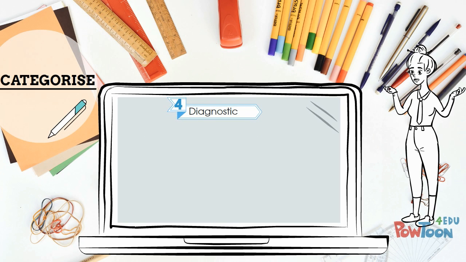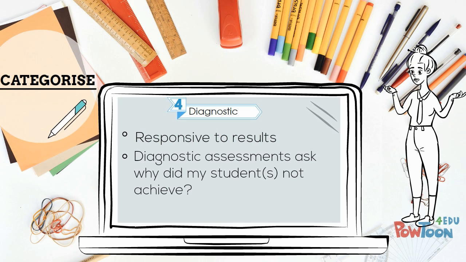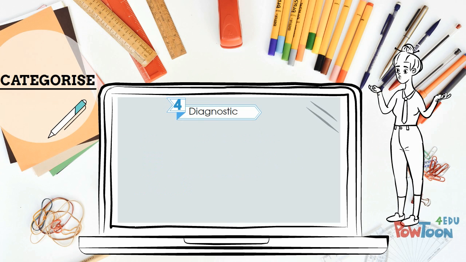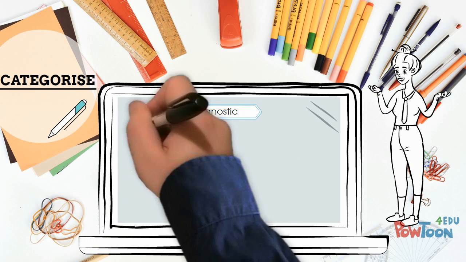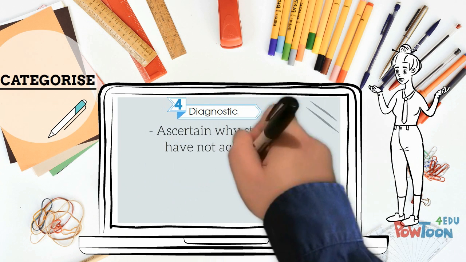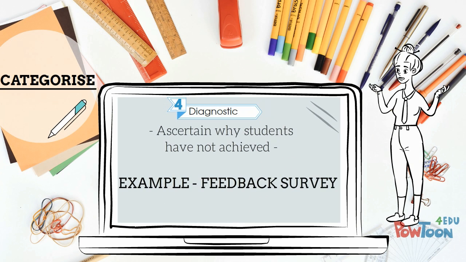The final category is diagnostic assessment. Diagnostic assessments are responsive to results. This means that when assessment data demonstrates a student or students have not made the required learning gains, diagnostic assessments are necessary. These assessments ascertain why students have not achieved. An example of a diagnostic assessment can be seen in the unit feedback survey that you will have the opportunity to complete at the end of this unit.